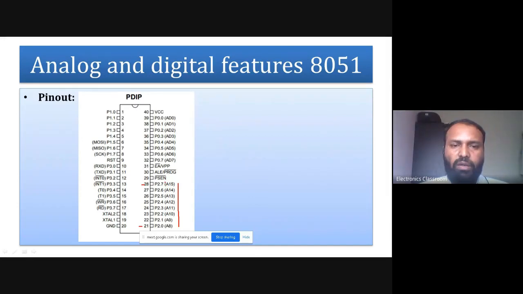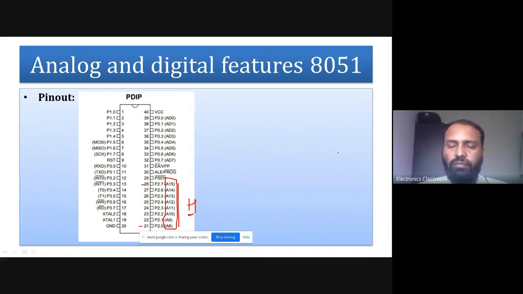It also has a combined dual function. We cannot use them separately. What do you mean by combined? Combined means we need to combine all port 2 pins to access their dual function. The dual function given to those pins is the higher order address, which is nothing but A8 to A15.